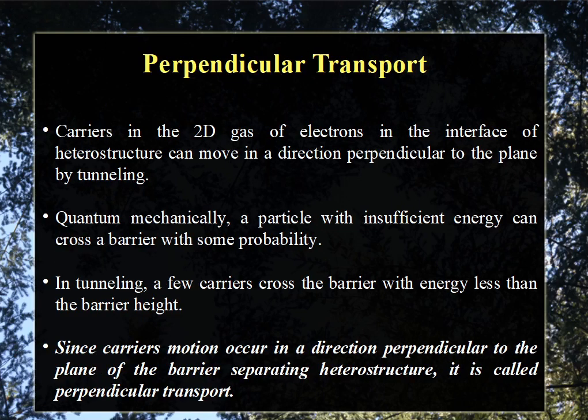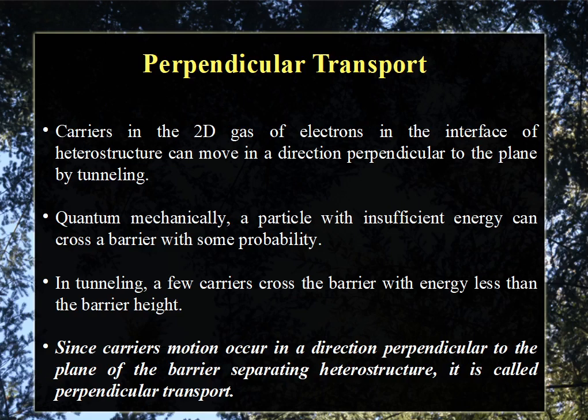So consider a quantum well. The electrons will be trapped inside the quantum well. The movement inside the quantum well will be parallel, but some of the trapped electrons in the quantum well can cross the barrier. That means some of the electrons can move through the barrier, even with insufficient energy. That is called the tunneling effect.